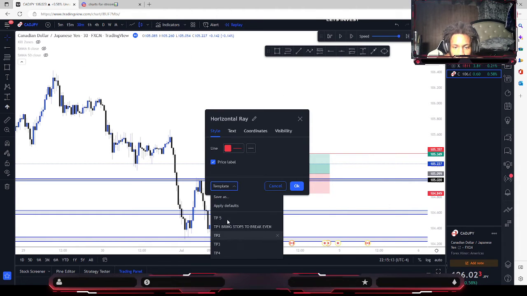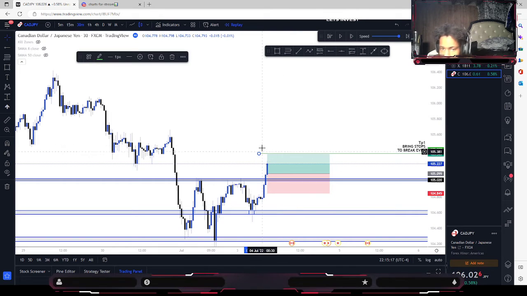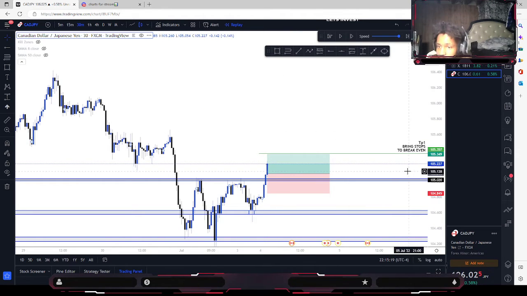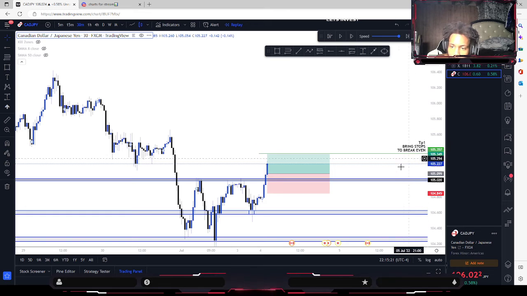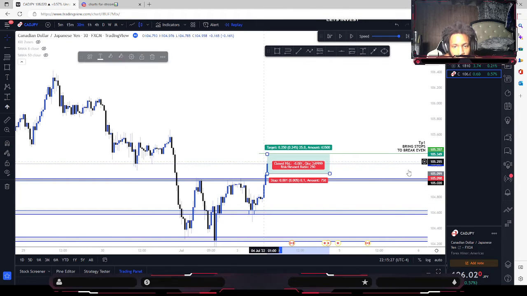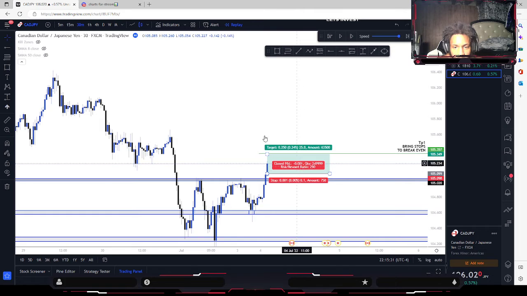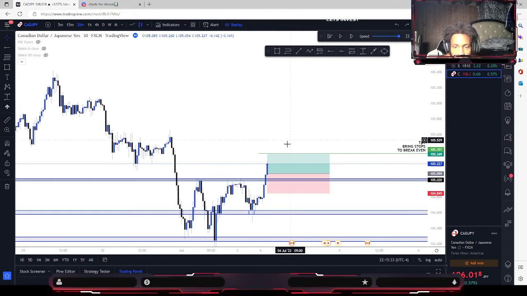As you see, I set my template here. Click it there. See, it says right here, TP1 brings stops to break even. Meaning every time my TP1 is hit, I don't close any profits. I just bring my stops to break even. That way, if it reverses and comes back to my entry, I lose none and I look for a better entry. Simple. I never close any profits at TP1.